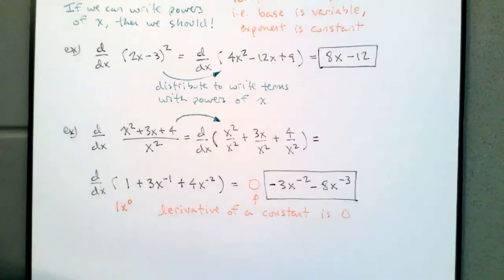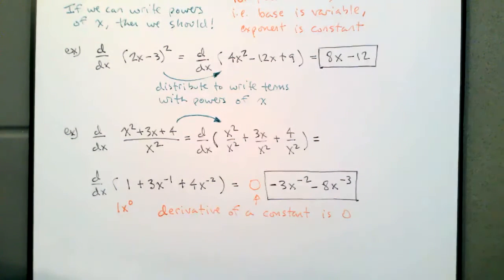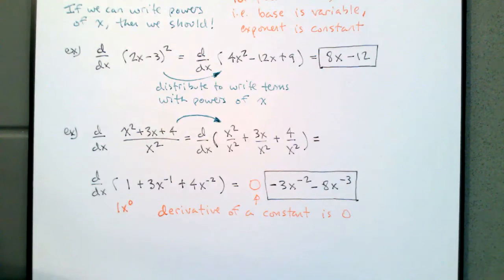So the derivative of a constant is 0. We can imagine it like 1x to the 0 power, so when we multiply by the exponent, we end up with 0. So in both these cases, we just use the distributive property so that we can write terms with powers of x. That means we get to use nx to the n minus 1. And so that makes us happy.